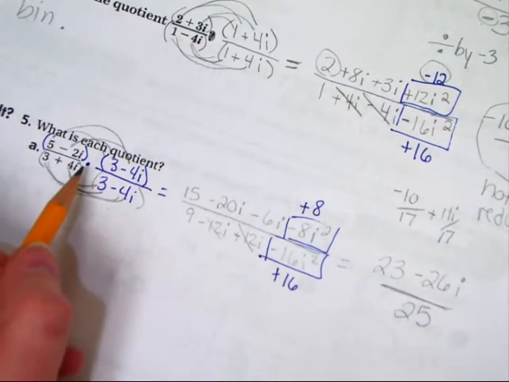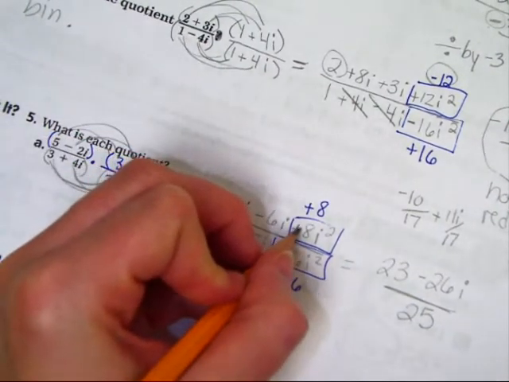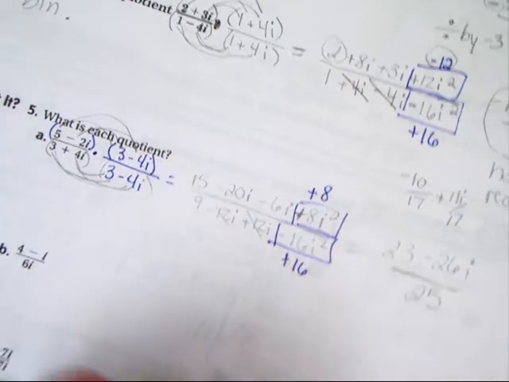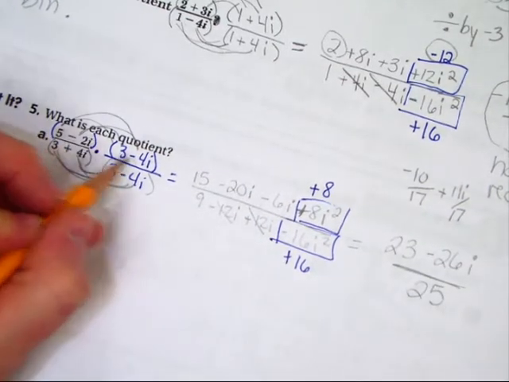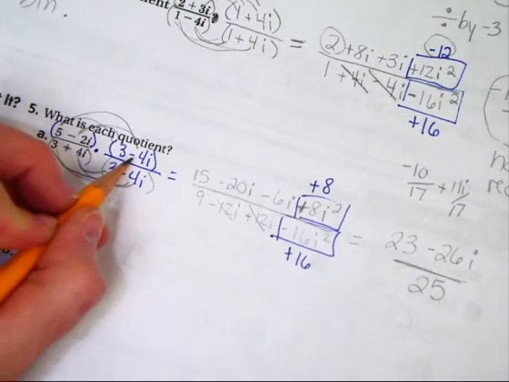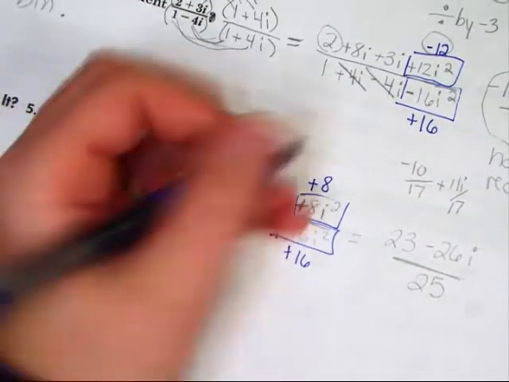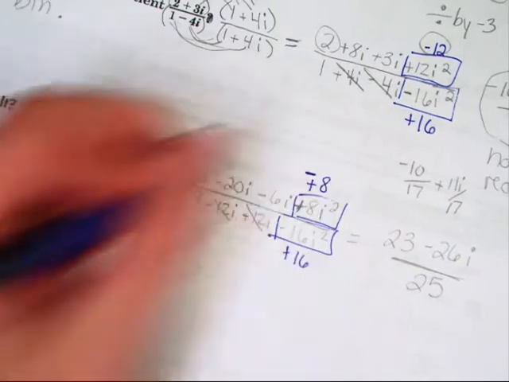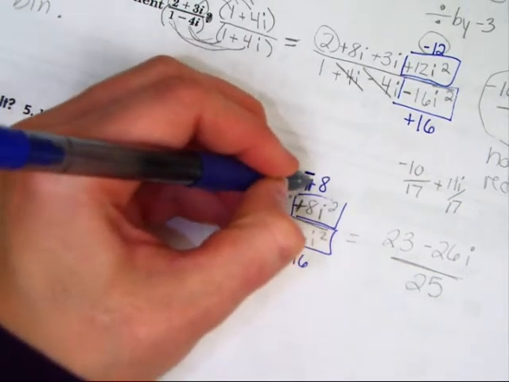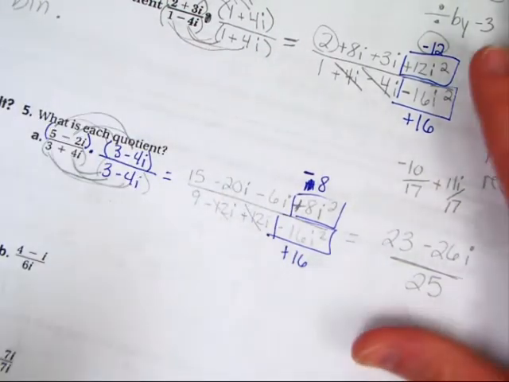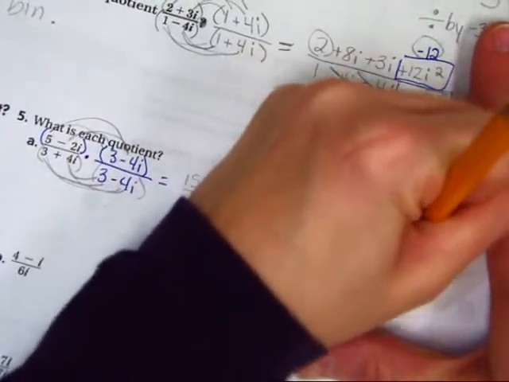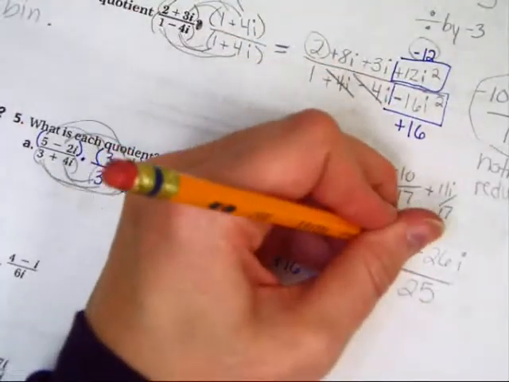I made a mistake. This should be a plus 8 here, because this is a negative 2 and a negative 4. I apologize. That makes this a minus 8, which makes this 23 a 7 instead of a 23.